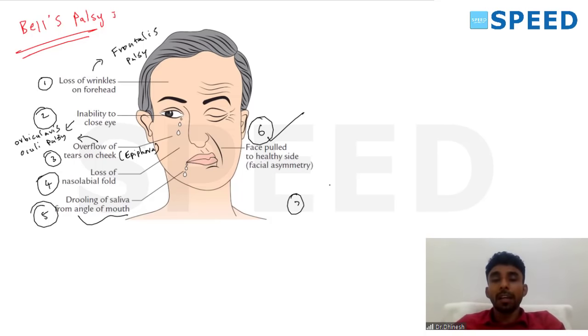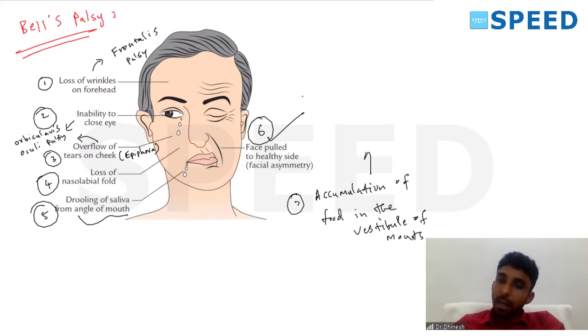And one more thing we can add here is there will be accumulation of food in the vestibule of the mouth. The patient cannot masticate properly because of accumulation of food in the vestibule of the mouth. Can you tell me this is due to paralysis of which muscle? Yes, accumulation of food in the vestibule of the mouth is due to paralysis of the buccinator muscle, due to buccinator palsy.